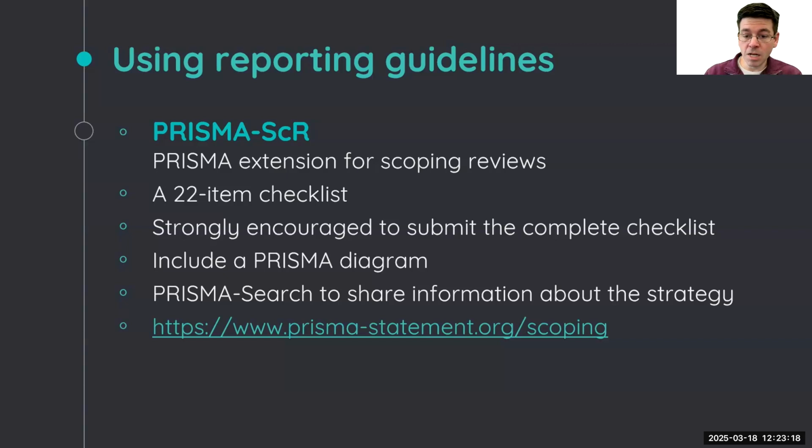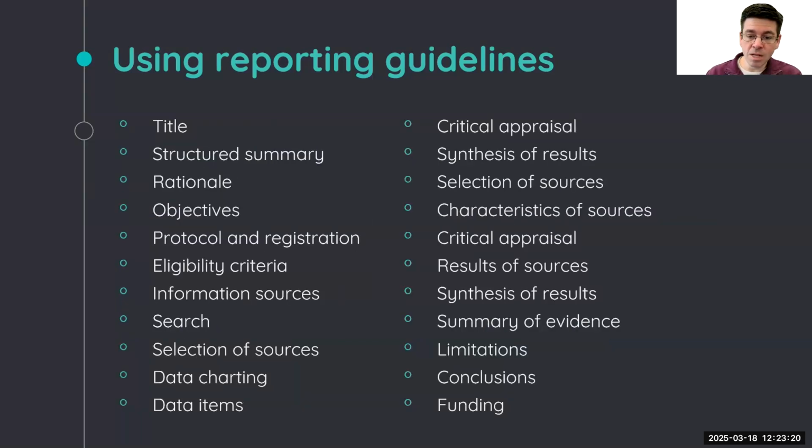In a nutshell, here are the 22 items that you'll find in that checklist for PRISMA scoping reviews. So obviously, we're not going to go through all of these, but quickly, they pretty much are self-explanatory, from the title to the rationale to whether or not you produced a protocol and registered it. What are your eligibility criteria? Which information sources did you use? How did you search those sources? How did you select the evidence? How did you chart the data?